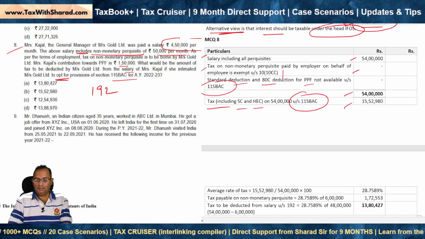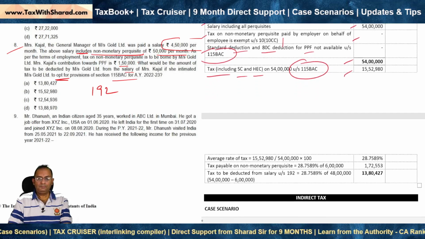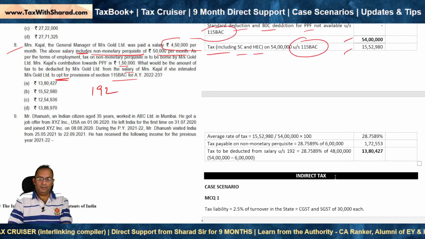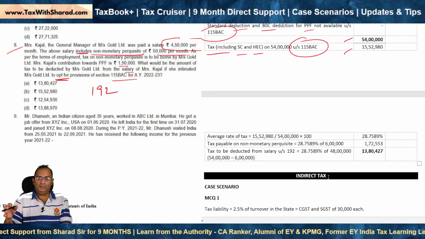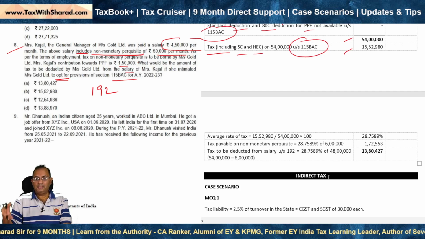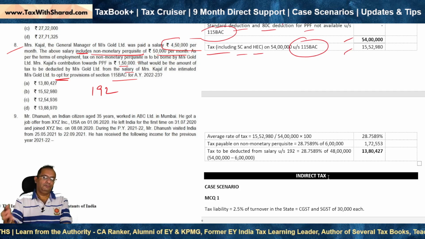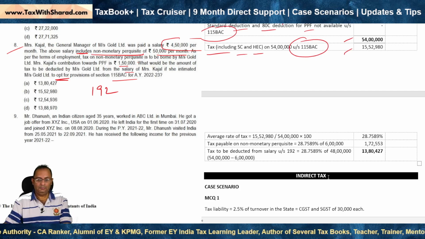15,52,980. So this is the tax basically which should be deposited with the government. But out of this, the tax on non-monetary perquisite will be borne by the employer, and the rest will be borne by the employee, and therefore it will be deducted under section 192 from the salary.